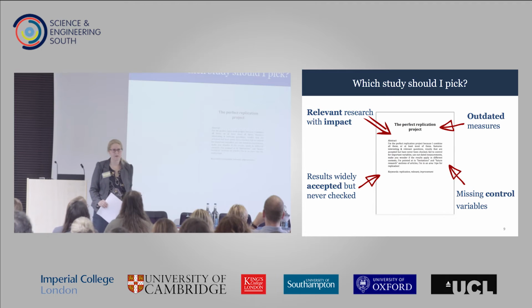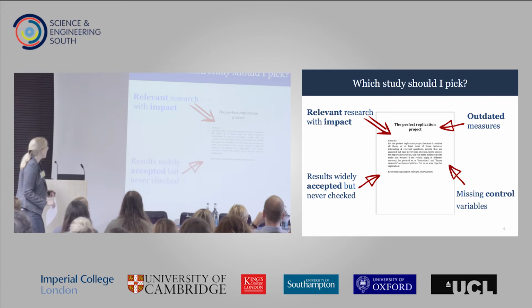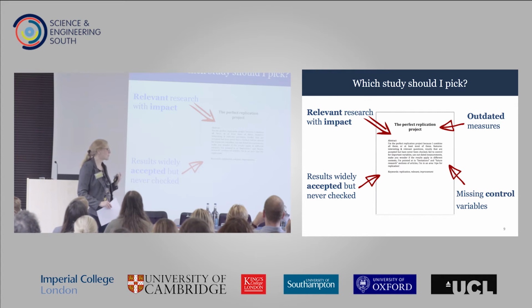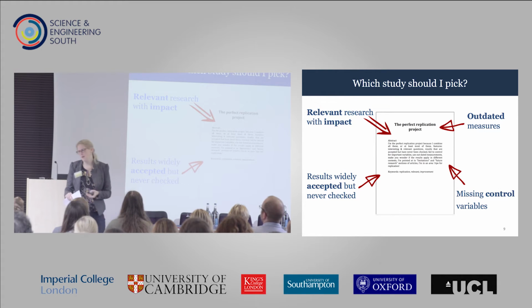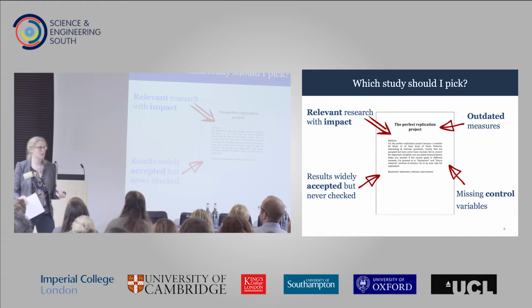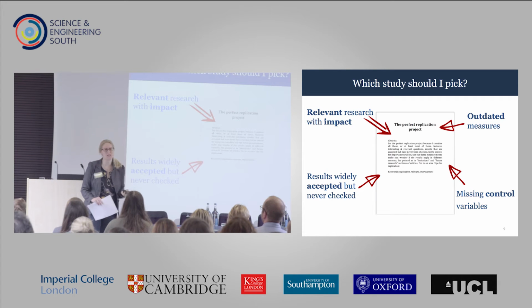Which study should I pick? This can take really long. Okay, so the perfect replication project is something obviously with impact, an important study in your field. It should be something where the results have been widely accepted, so people believe that, debt is really bad for growth. It is a widely accepted claim, but no one has actually checked it, and that is a good paper to pick.